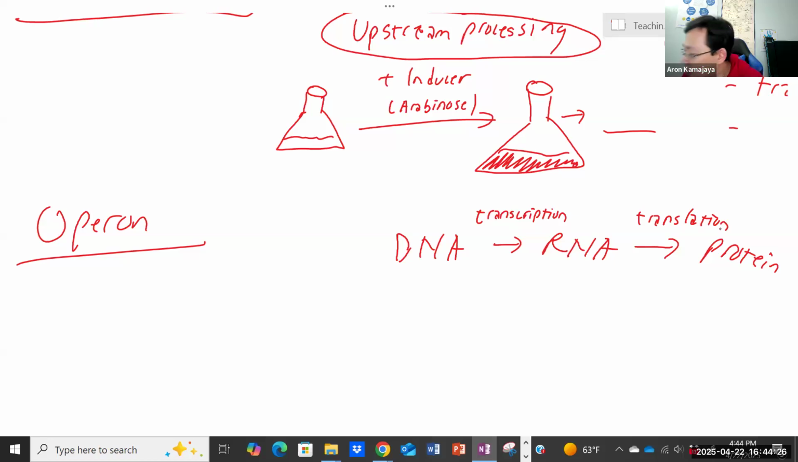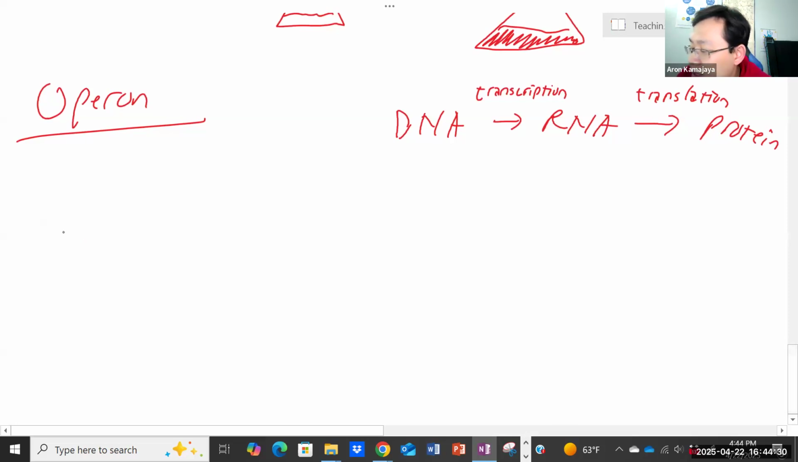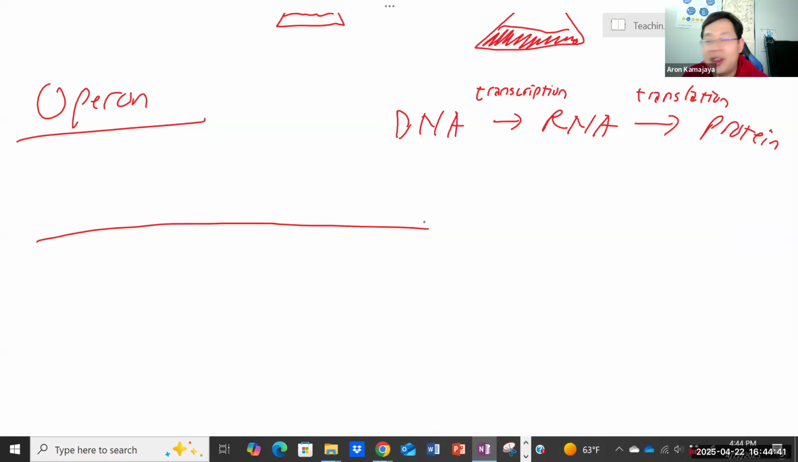So what does an operon look like? Well, the general structure of an operon is like this. So I'm drawing a cartoon diagram right here. Let's pretend this red line is your stretch of, or sorry, a stretch of DNA, right?